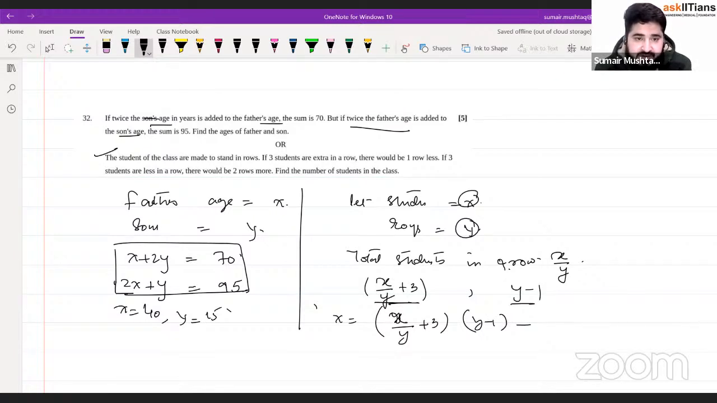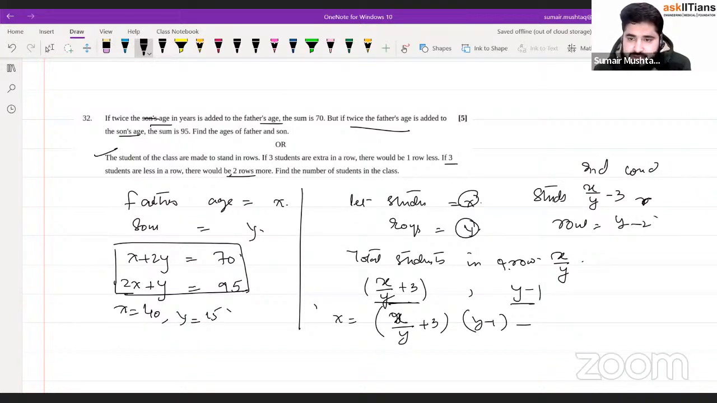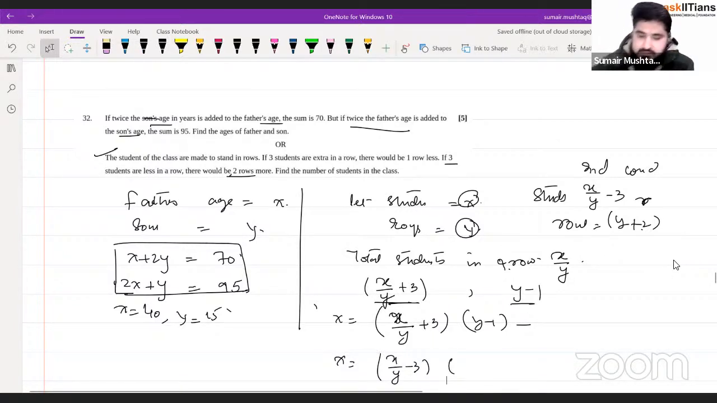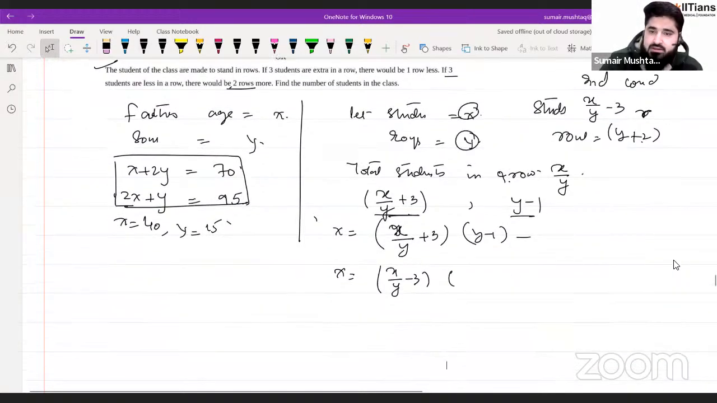The next condition is if 3 are less in the number of students. Second condition I will write here. If the total number of students in a row is subtracted by 3, then there will be 2 more rows. So these are the students in a row, then the rows will be y minus 2 or y plus 2? y plus 2. And here by the second condition, x, the total number of students, will be equal to the number of rows as well. Fine. You can equate these two and get the solution.